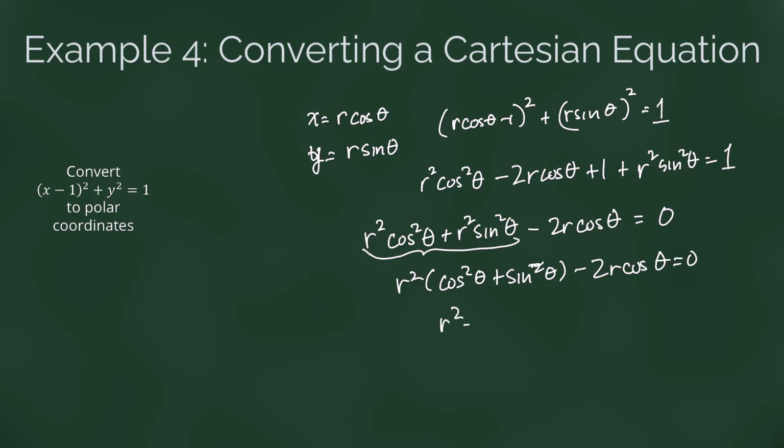That gives us r squared minus 2r times the cosine of theta is equal to 0, which we can write as r squared equals 2r cosine theta. And then we can divide both sides by r to get that r is equal to 2 times the cosine of theta, which is in fact going to be a circle with radius 1 and center at 1, 0.